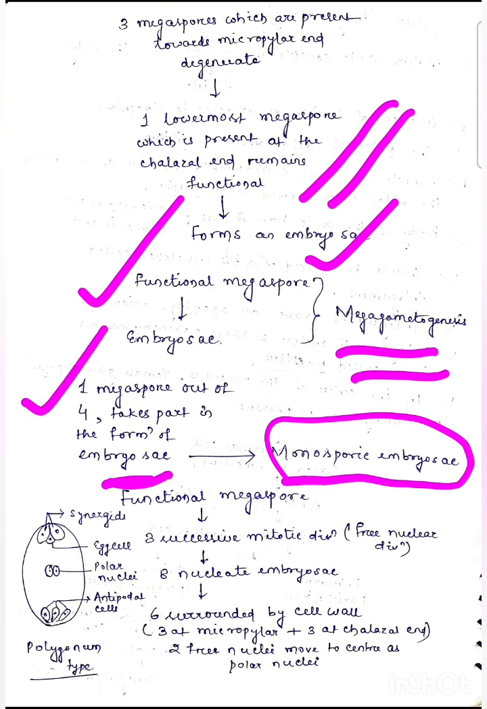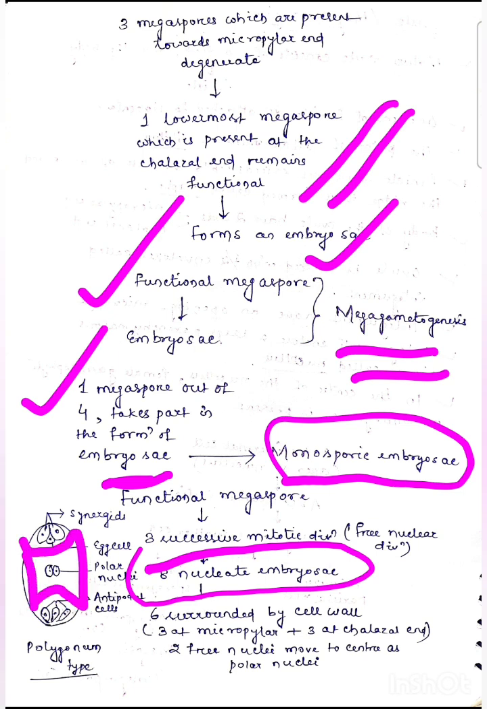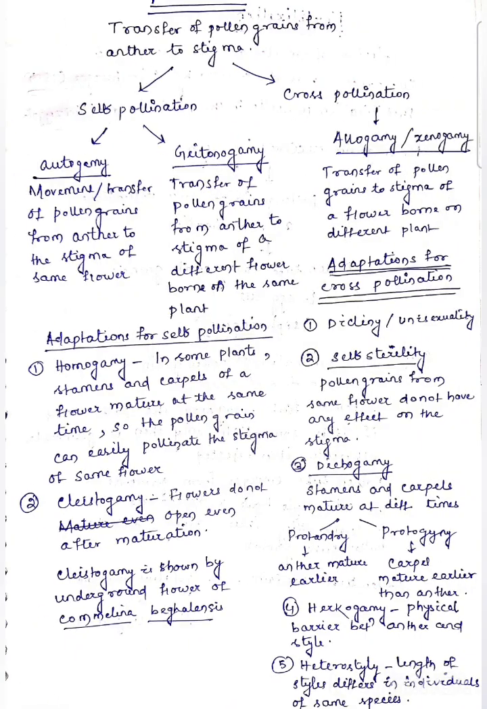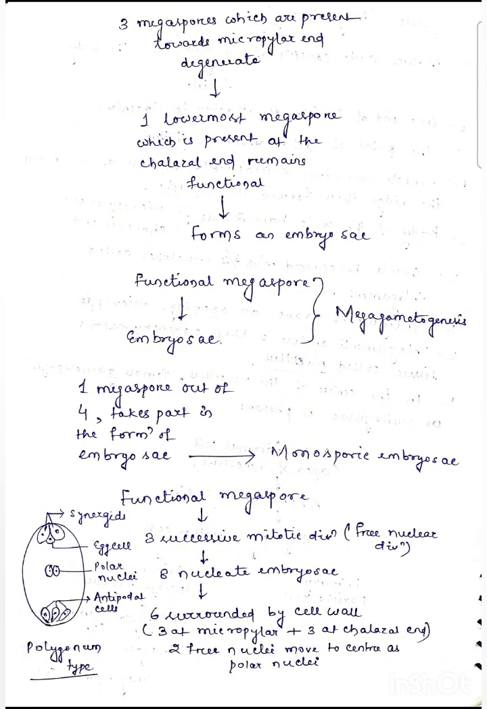Okay. So this one functional megaspore undergoes 3 successive mitotic divisions, from 1 to 2, then 2 to 4, then 4 to 8. So finally an 8-nucleate embryo sac is formed. 6 are surrounded by cell wall, 3 here and 3 here, 3 at the micropylar and 3 at the chalazal end. 2 free nuclei move to the center, called polar nuclei. Okay, so this is the structure of a polygonum type mature embryo sac.